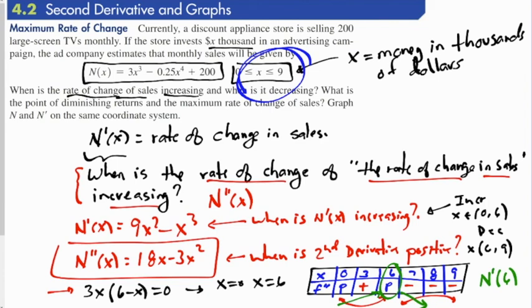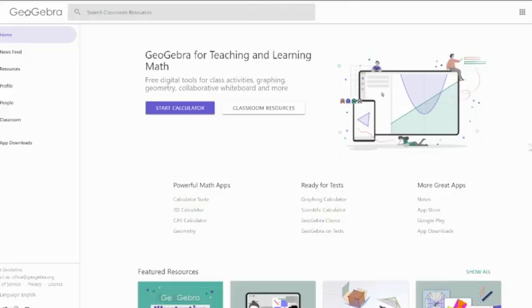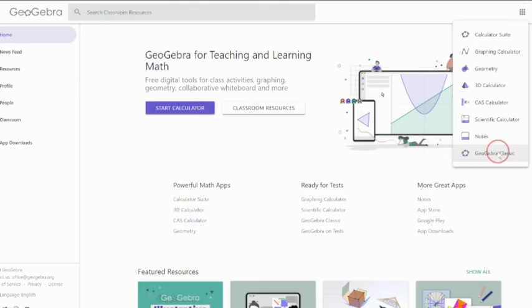And then finally, they want us to graph n and n prime on the same coordinate system. So the last part of the question asks that we graph the original function n of x and its derivative n prime of x in the same coordinate plane. I'm at GeoGebra.org. I'm going to choose this waffle and GeoGebra Classic, and this is where I'm going to graph my function.